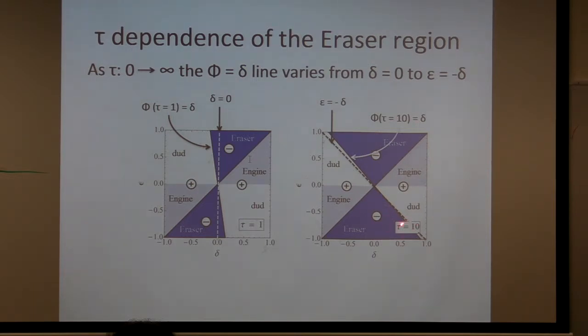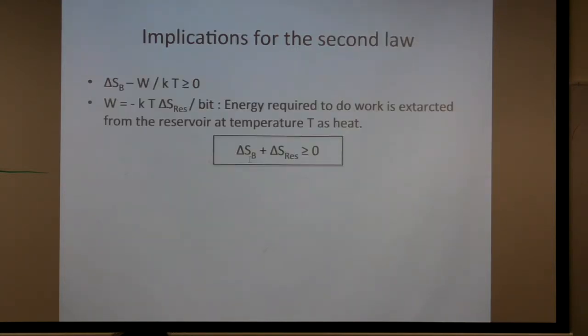And when tau goes to larger and larger values, this left boundary of the eraser region approaches this opposite diagonal, or epsilon equal to minus delta line. That's just because for finite time, the bits do not have enough time to change their statistics much. It's the effect of that time. But I won't go into more details than that. So what do I want to do?